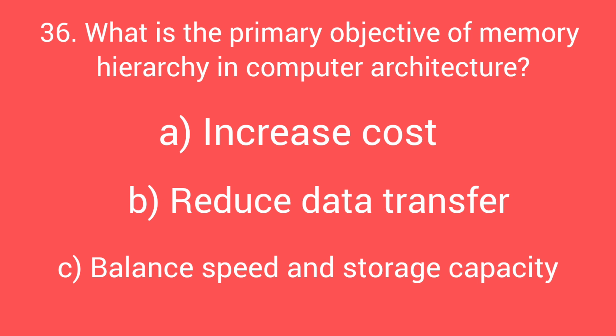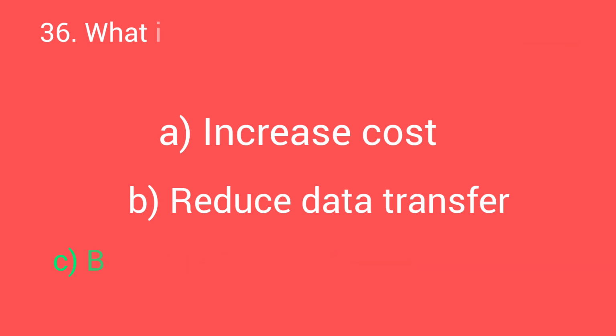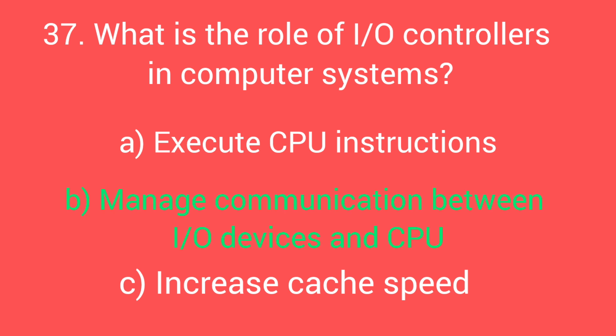What is the primary objective of memory hierarchy in computer architecture? C. Balance speed and storage capacity. What is the role of I/O controllers in computer systems? B. Manage communication between I/O devices and CPU.